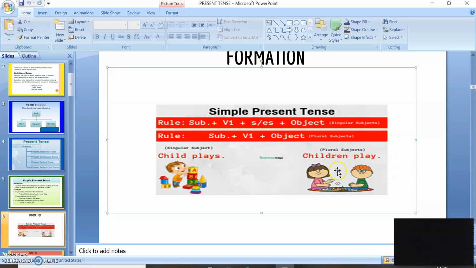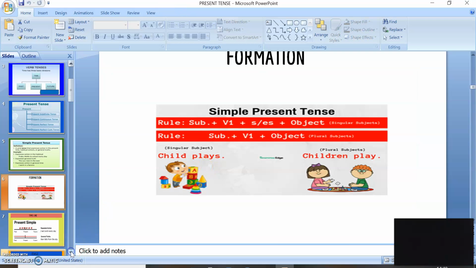But in the second sentence, look here: "children play." Children is a plural subject, that's why only the base form of verb is written, that is play. Fine. So you have to keep these rules in mind when you are making simple present tense sentences. I hope I'm clear. Now moving on to my next slide.